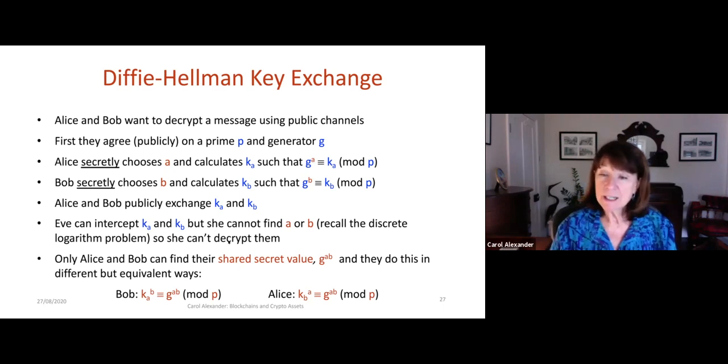And they do this in equivalent, slightly different ways. So Ka is G to the power A. So Ka to the power B is G to the power AB, whatever that reduces to modulo P. Similarly, Kb is G to the power B. So Alice applies her secret A to get G to the AB, same number. So they don't have to tell each other what A and B are, but they can still derive this shared secret value. But Eve can't.